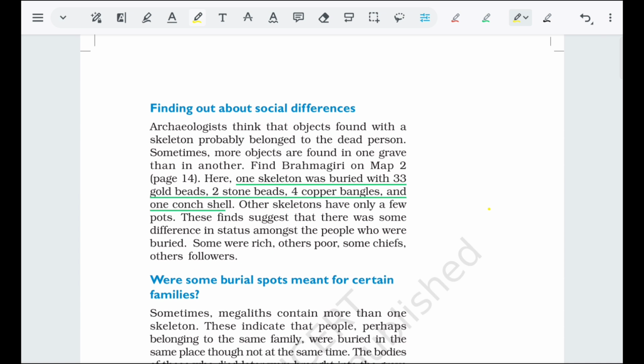Findings about social differences. Social differences can also be seen at that time. For example, one skeleton was buried with 33 gold beads, two stone beads, four copper bangles, and one conch shell. But on the other hand, some skeletons have only a few pots. So this is the way we draw a line between rich and poor people at the time.